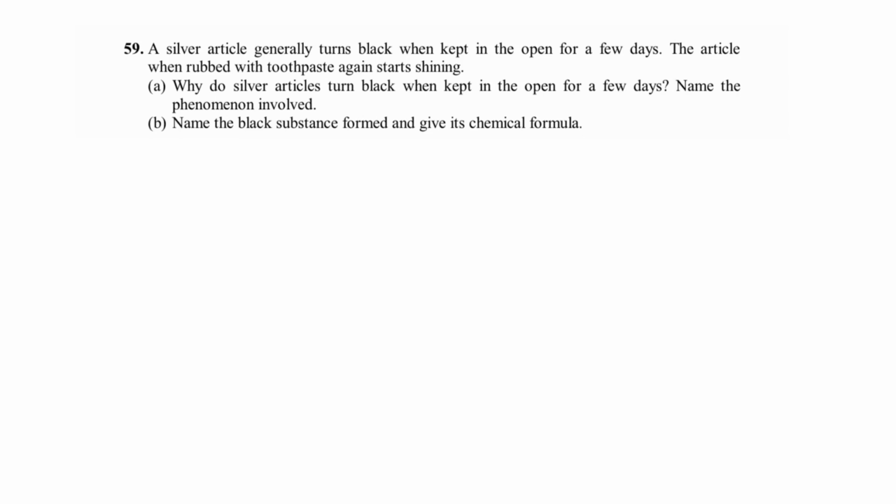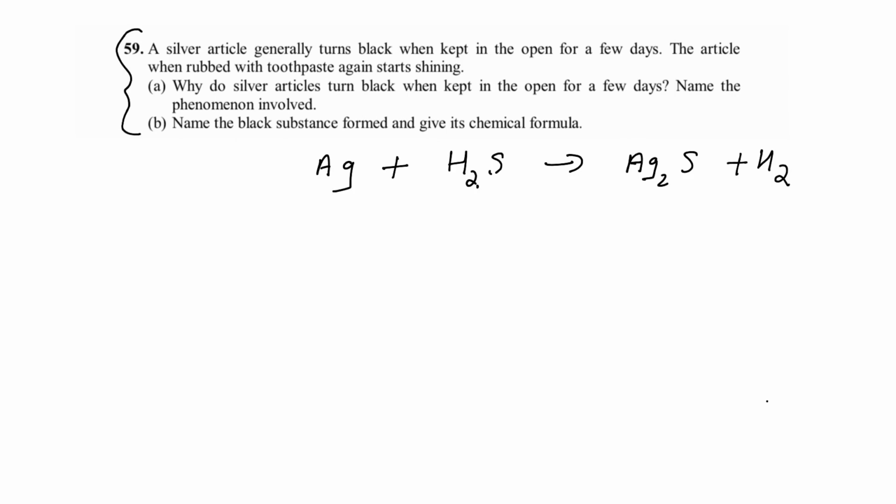Okay, see here, silver article, right? Which means Ag. Now, if it is exposed to atmosphere, it will react with hydrogen sulfide gas from the atmosphere. So that you will get silver sulfide, Ag2S, plus hydrogen. For doing this question, you must know this reaction. Now you check. A silver article generally turns black. This is black in color. Remember that. Silver sulfide is black in color. Okay, so silver turns black.